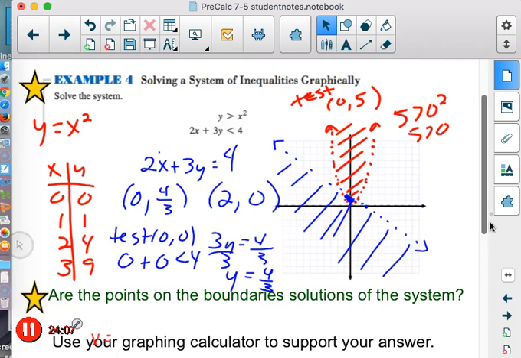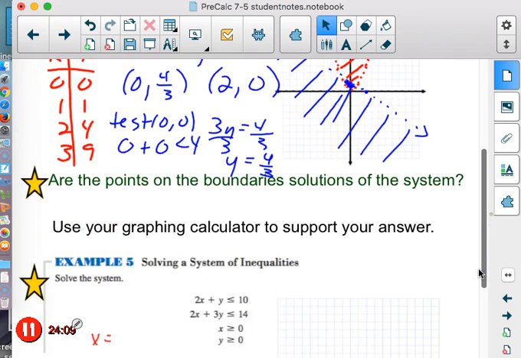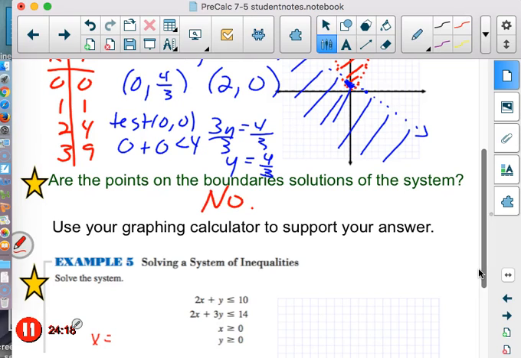Are the points on the boundaries solutions in this system? Nope. They were dashed. Gotta be solid. They are not. Now, this says, use your graphing calculator to support your answer. Yeah, it's been a long time. You guys maybe don't know that you can graph inequalities on most graphing calculators. On the newer calculators, it's included as an app. Unfortunately, if you have a TI-83 Plus, ain't going to happen. The memory isn't big enough for it.